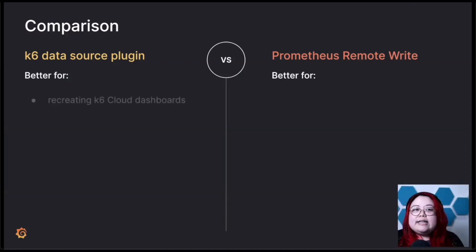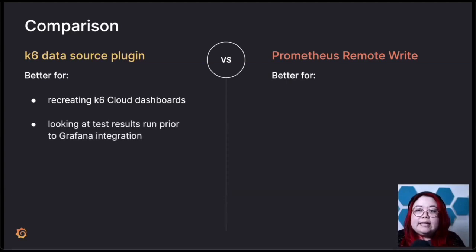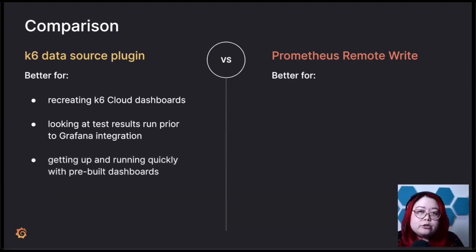So the K6 data source plugin is better for recreating K6 dashboards. So if you already like what you see on K6 Cloud, but you just kind of want to bring that experience over to Grafana, then this is probably the easiest way to do that. And then if you already have past tests on your K6 Cloud account that you'd still like to see on Grafana, but you don't want to have to rerun them just to get those results there, then the data source plugin will be able to do that pretty seamlessly. It also comes with a pre-built dashboard, so probably the fastest to set up.